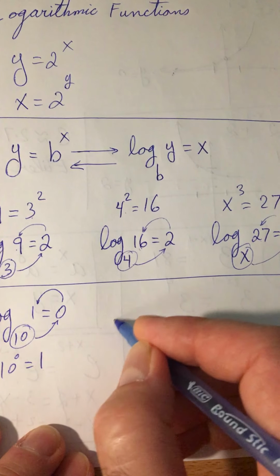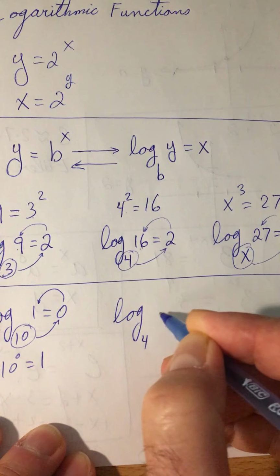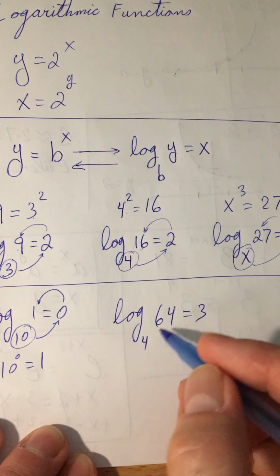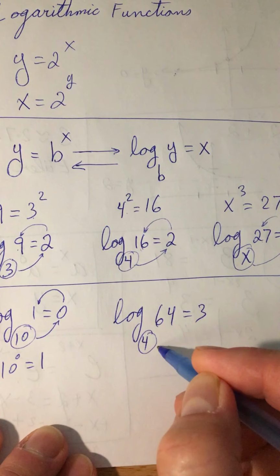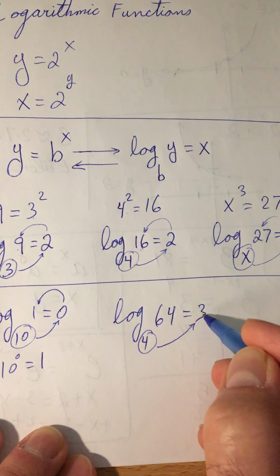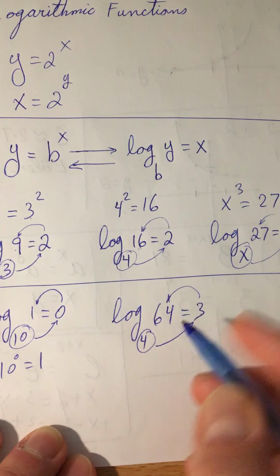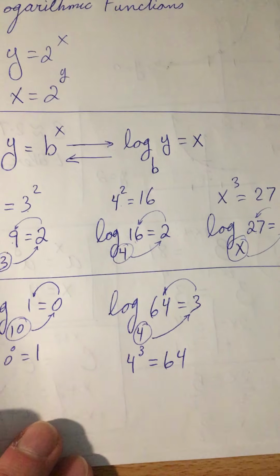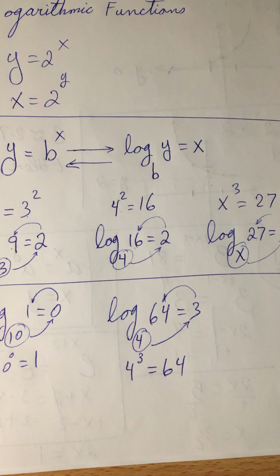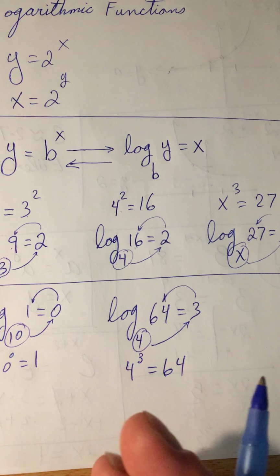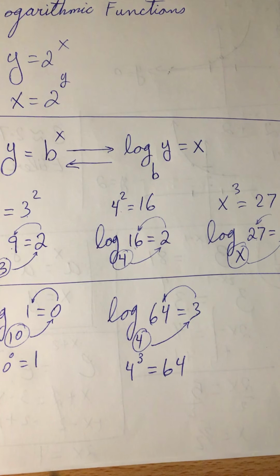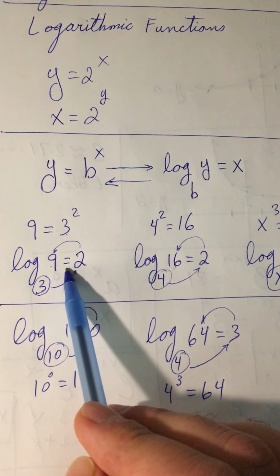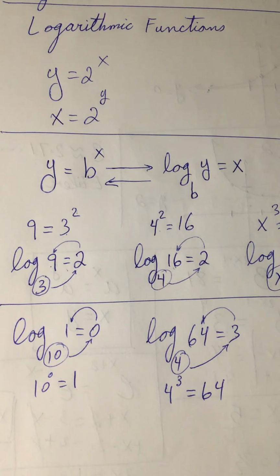What if I give you this? Log base 4 of 64 equals 3. I want to write it in exponential form. Take the base, raise it to the power of whatever is on the other side. It should equal this. So 4 to the third equals 64. Is that a true statement? Yes, it is. 4 to the third is 4 times 4 times 4, which gives you 64. So these are some examples of writing exponential in logarithmic form or logarithmic in exponential form.